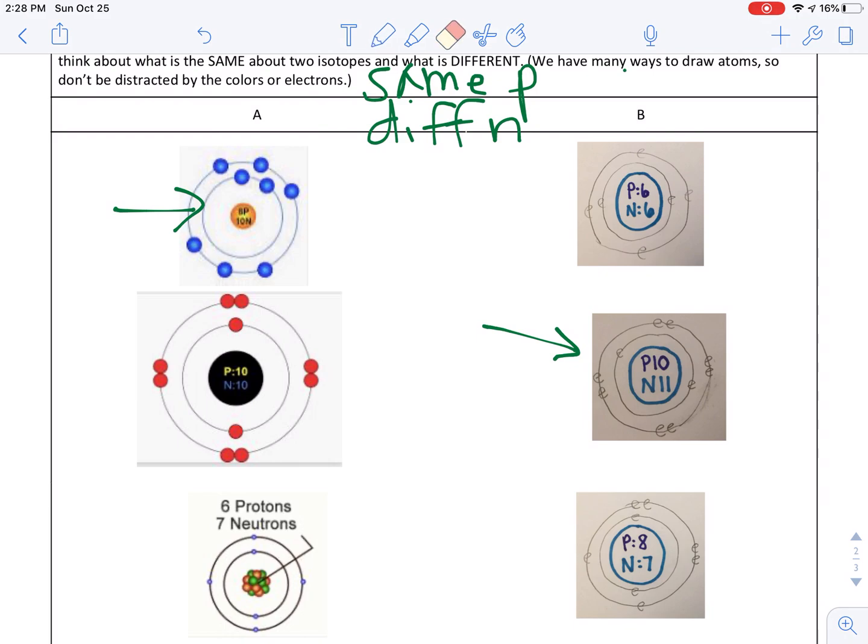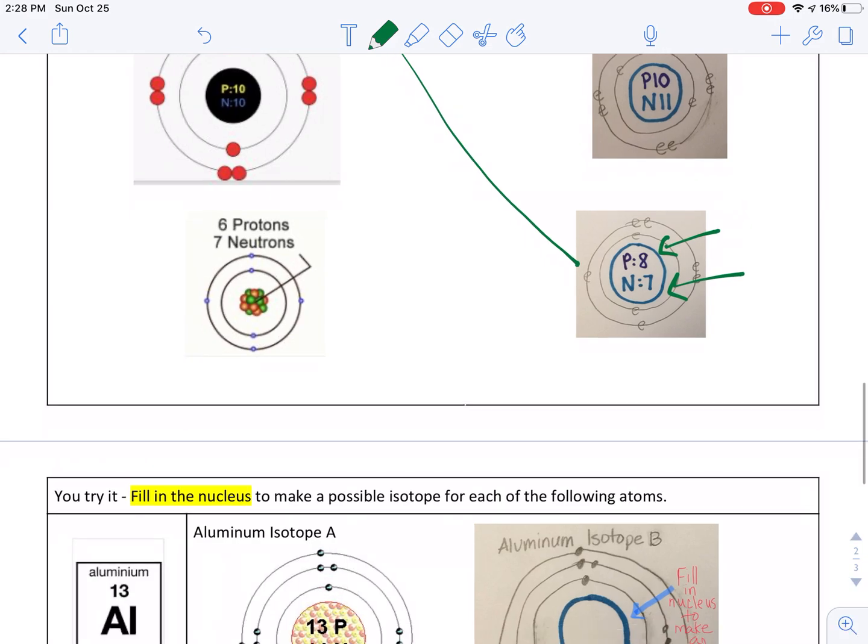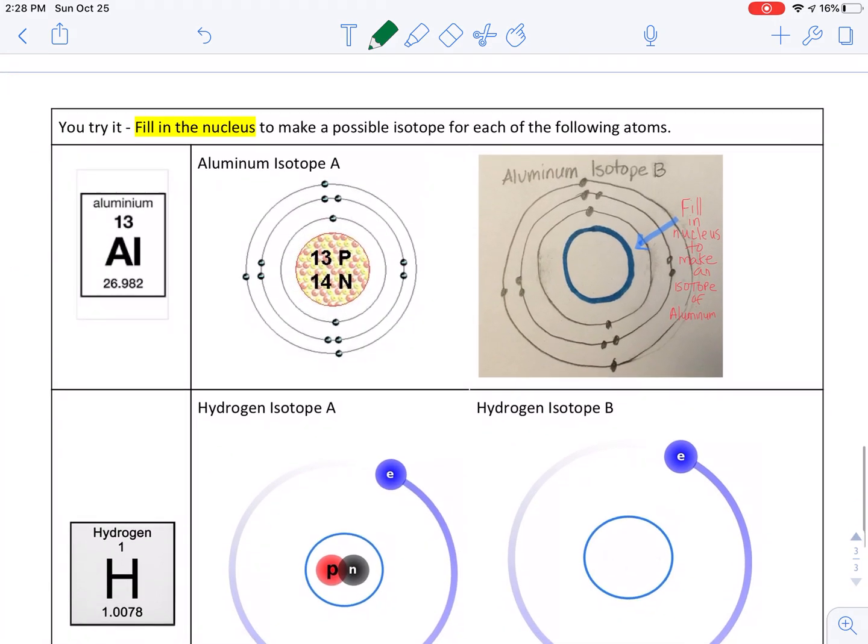Have you figured out which one it is? If you said this one, then you're right. The protons are the same, 8, but the neutrons are different. You can pause here and try the rest, and then we'll go to the next section. In this section, it says you try it. Fill in the nucleus to make a possible isotope for each of the following atoms.